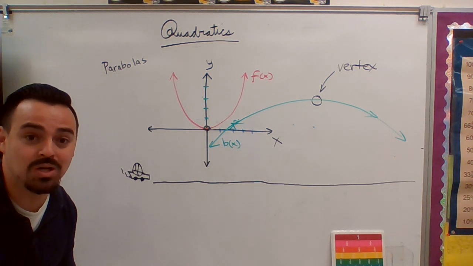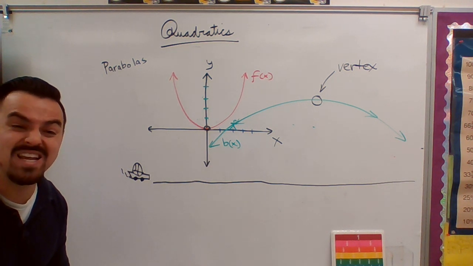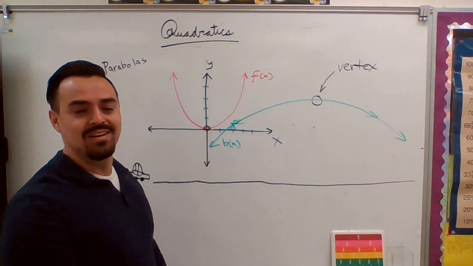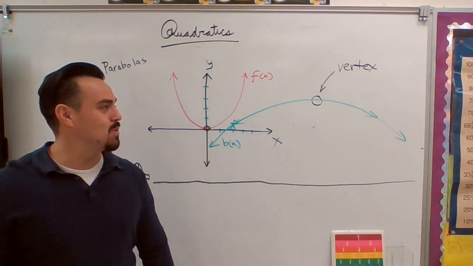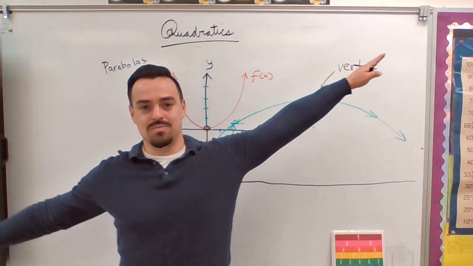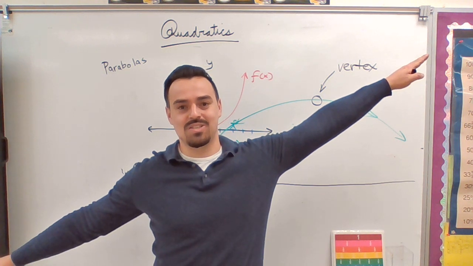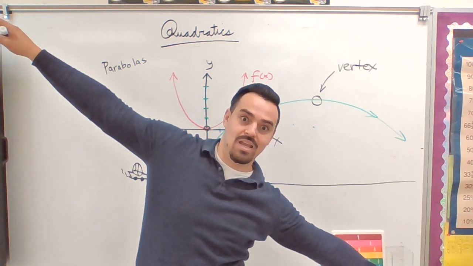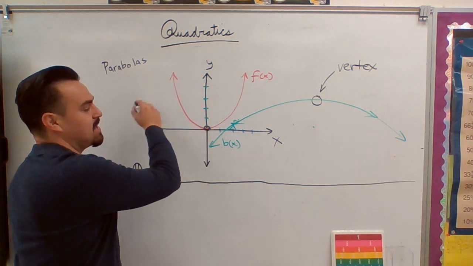Last little bit about quadratics. We read a quadratic function the same way that we read a linear function. With linear functions, some line like this, positive slope, positive slope, positive slope, negative slope, because we're reading it left to right.